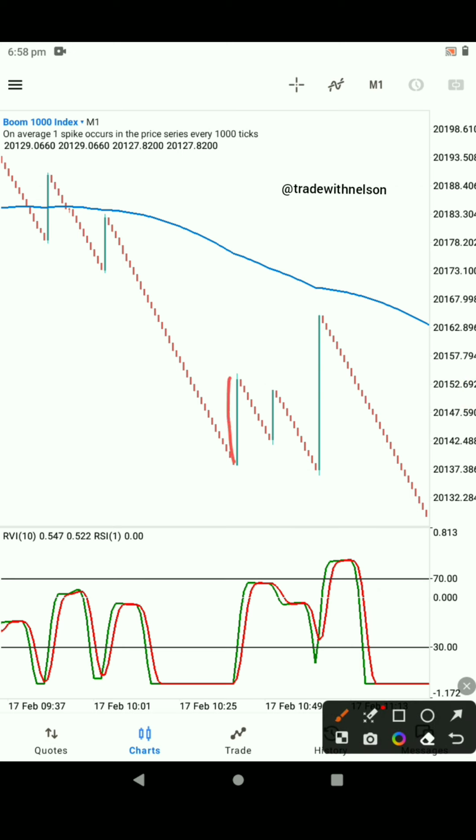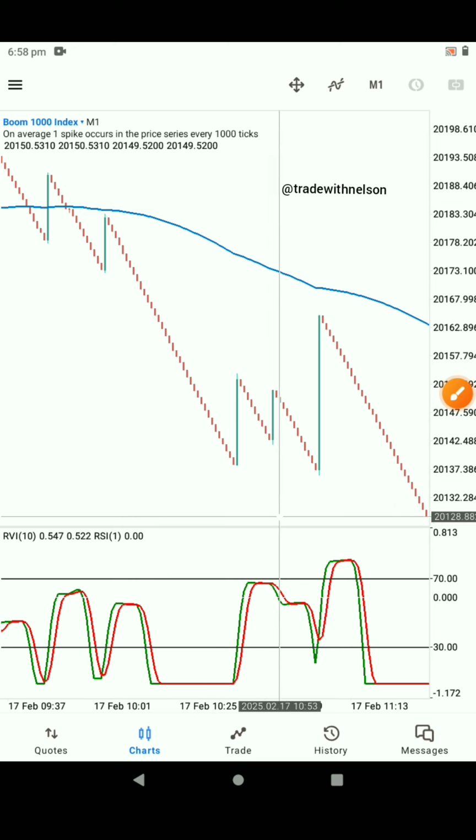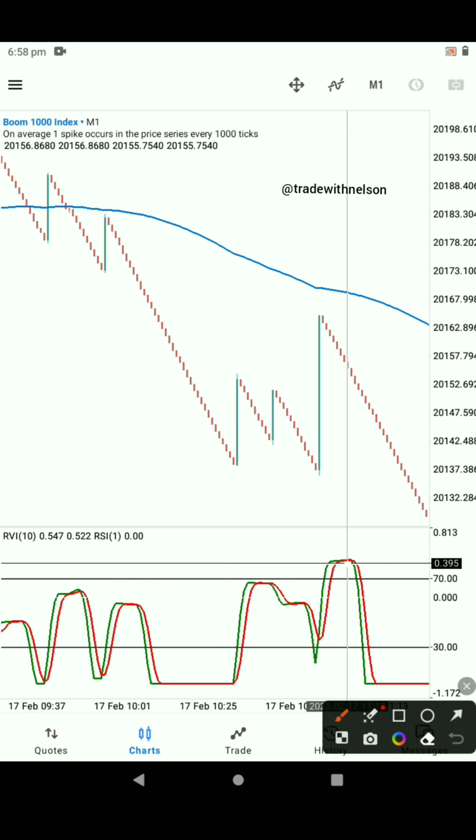We have a spike that did not touch the moving average, but the crossing did not happen inside the 70. Then we have a spike again that crosses above the 70 level. So we take our cross 2 over here, we count our 5 candles, and then we are out.